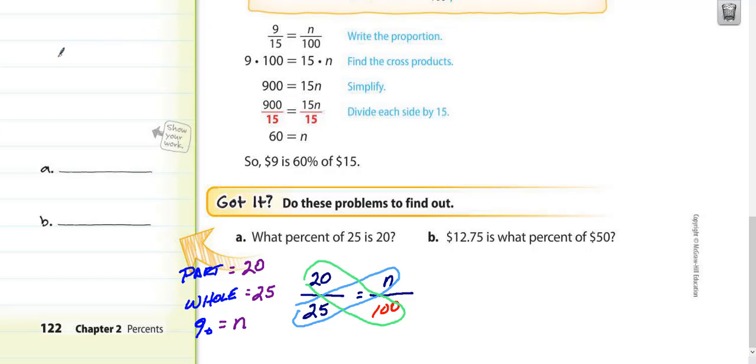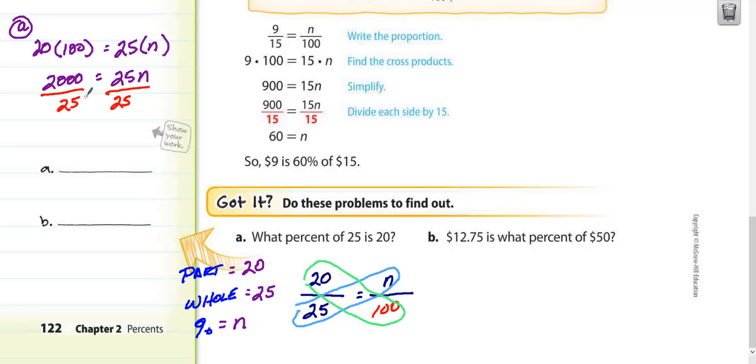If we do that, I'm going to do that work right up here. I've got 20 times 100, and that equals 25 times n. Well, 20 times 100 is 2,000, and that equals 25n. I'm going to divide by the coefficient 25, so I divide each of those by 25. 25n divided by 25 is just n, because that is a 1, so 1 times n is n. And 2,000 divided by 25 is 80. So 80 is my answer to this problem.